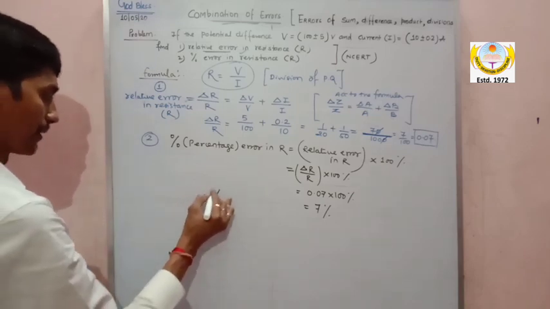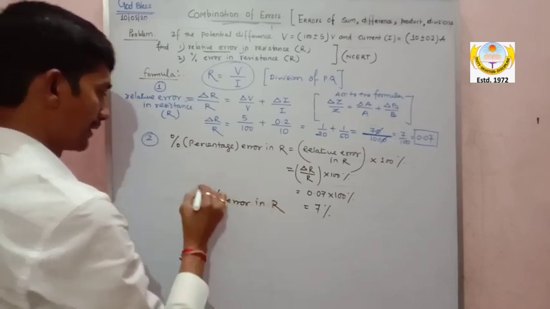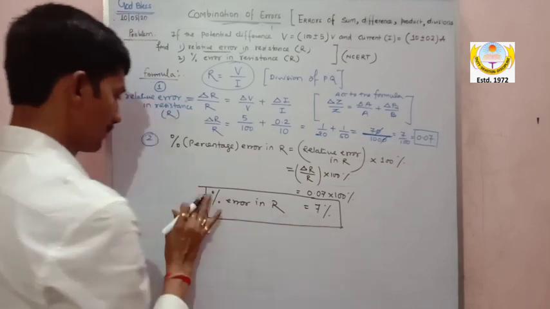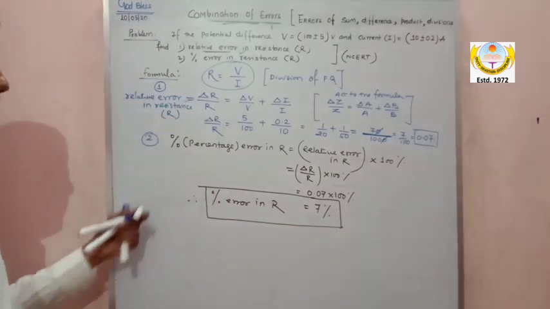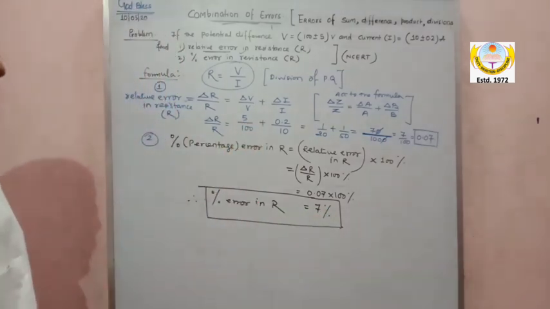Therefore, my dear, the percentage error in R is 7%. I hope it is clear. So the first question, I hope everybody is clear. Now let's go to the next one.